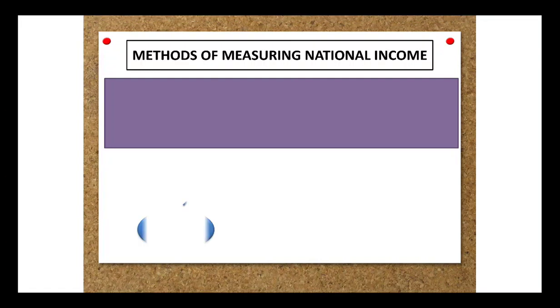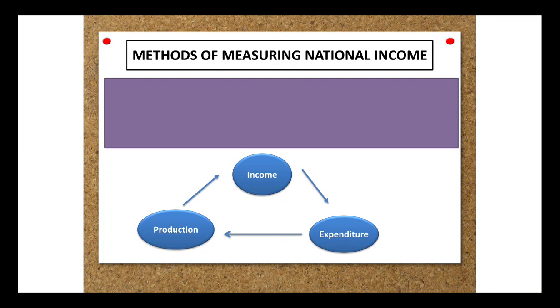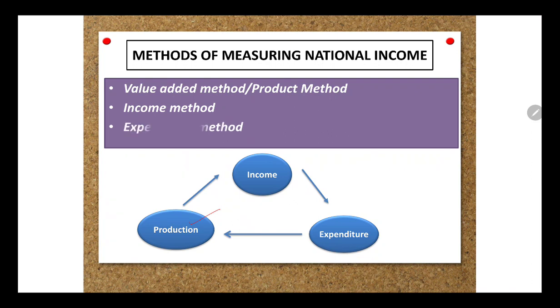So students, these were the three methods of calculating the national income. We have already discussed the production, or you can say the value added method. Then we had the income method and the expenditure. So we have already covered this first method in my previous video. Now we will be focusing on the income and the expenditure method, and we'll solve the numerical simultaneously.